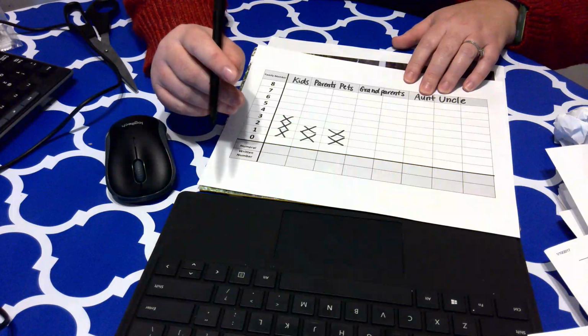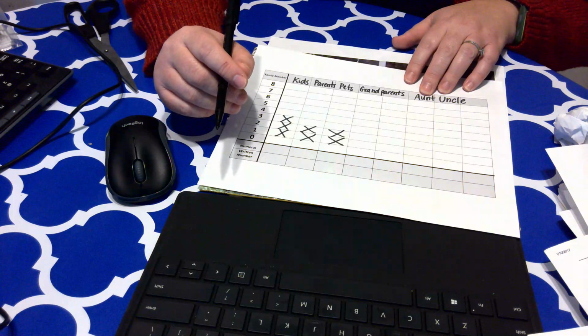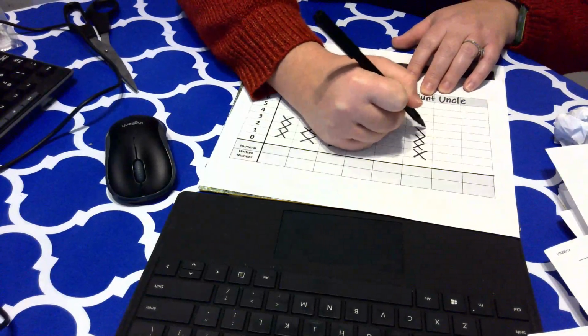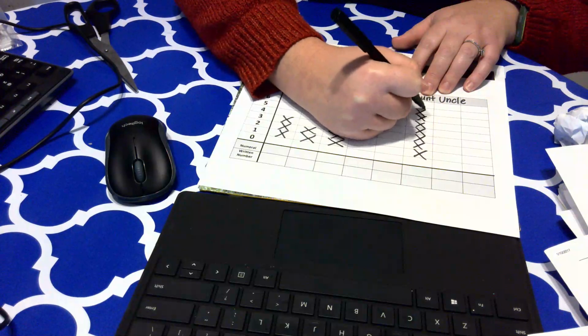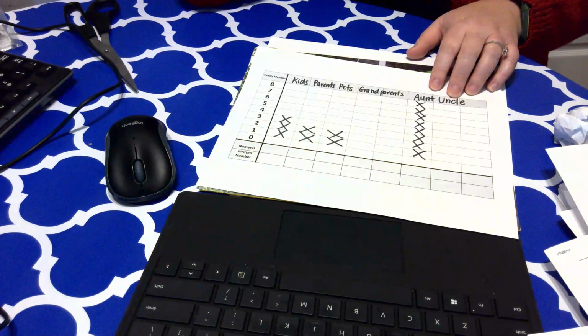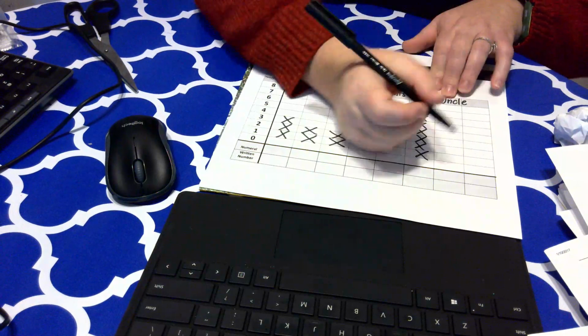Aunts, oh my goodness, I have 10 aunts and it doesn't even go that high. So I'm just going to put my X's all the way to the top there. Uncles, I have 4 uncles.